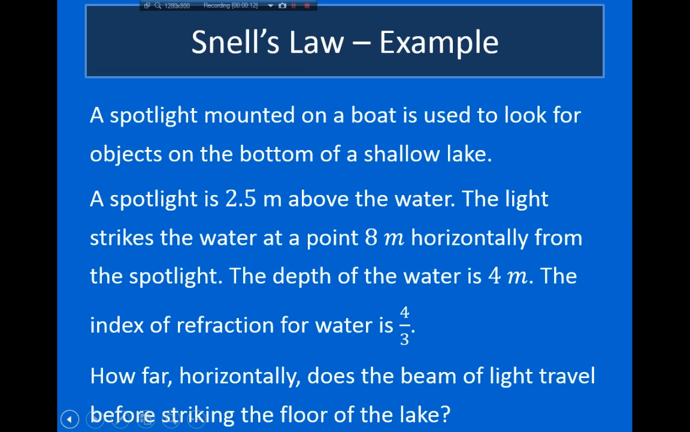So let's take a look at another example. This example says a spotlight mounted to a boat is used to look for an object at the bottom of a shallow lake. The spotlight is 2.5 meters above the water, and the light strikes the water a distance 8 meters horizontally from the spotlight. The depth of the water is 4 meters, and the index of refraction of water is 4/3. How far horizontally does the beam travel before striking the floor of the lake?